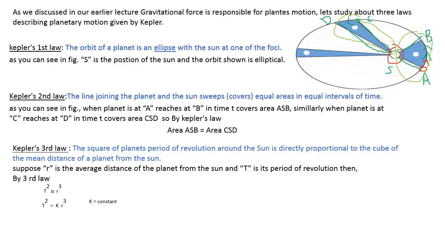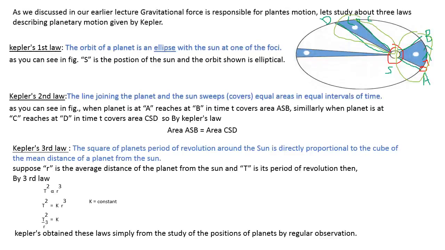So T square is proportional to r cube, so T square is equal to k r cube. K is nothing but a constant we are using, so T square upon r cube is equal to k. Means the ratio of the square of the period of revolution to the cube of the mean distance is always a constant. And these three laws of Kepler were given by the study of the position of planets by regular observation. He made a regular observation of the planets' positions, he studied them, and then he gave us these three laws which are very important.